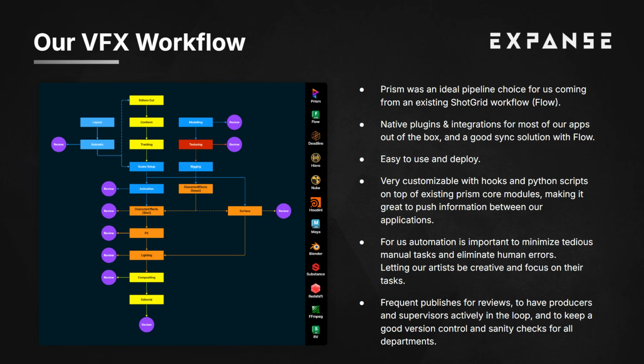And it's very customizable with hooks and Python scripts that you can use on top of the existing Prism core modules, making it great to push information between our applications. For us, automation is important to minimize tedious manual tasks and eliminate human errors, and letting our artists be creative and focus on their tasks. And we do a lot of frequent publishes for reviews, so we can have all the producers and supervisors actively in the loop, and keep a good version control and sanity checks for all departments.